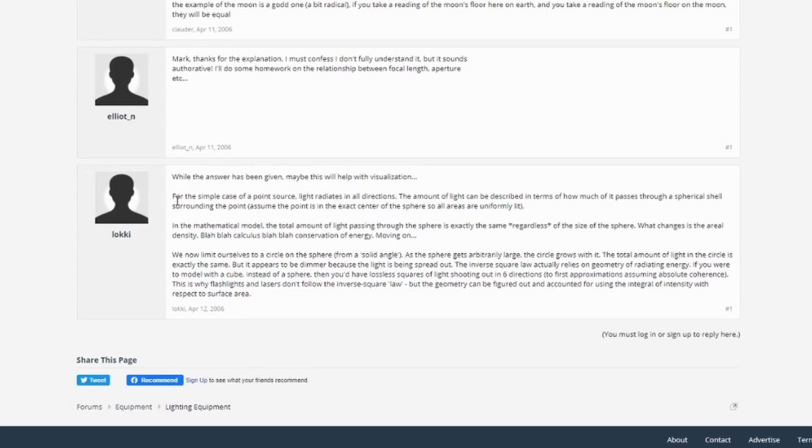For the simple case of a point source, light radiates in all directions. The amount of light can be described in terms of how much of it passes through a spherical shell surrounding the point. Assume the point is in the exact center of the sphere so all areas are uniformly lit. Bob, that spherical shell that he's talking about is the surface of the moon. The point is at the center of the moon. You're just being dishonest about this when you say it supports what you're claiming, because it actually does not.